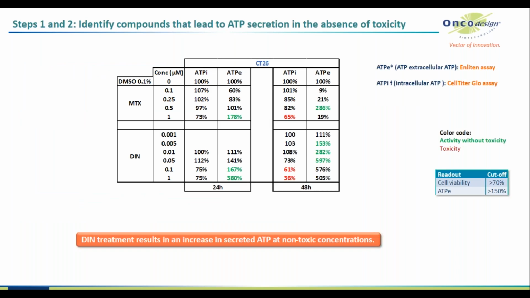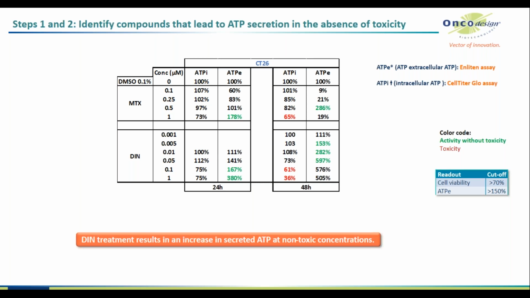So the first step was to identify compounds with lowest toxic dose, and then that lead to secretion of ATP. To do so, we used two different assays. To look at intracellular ATP, we use the CellTiter-Glo assay, whereas to look at extracellular ATP, we use the ENLITEN assay.